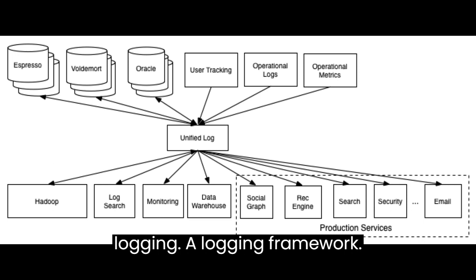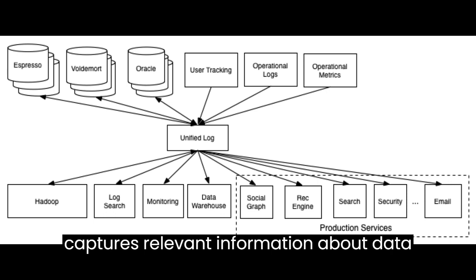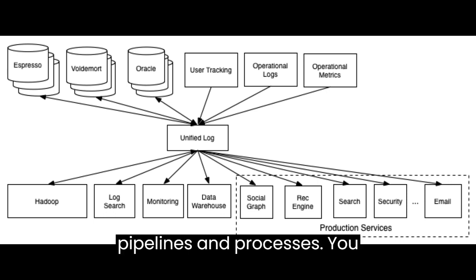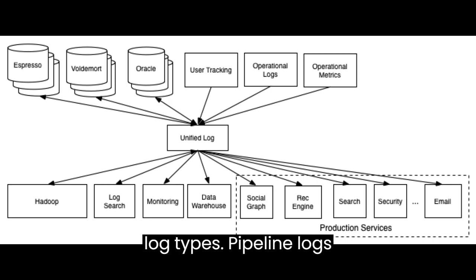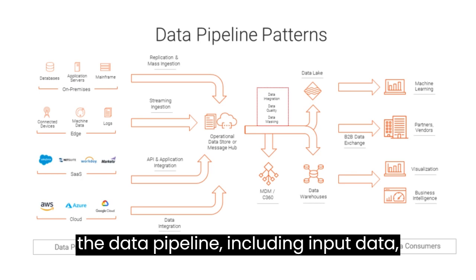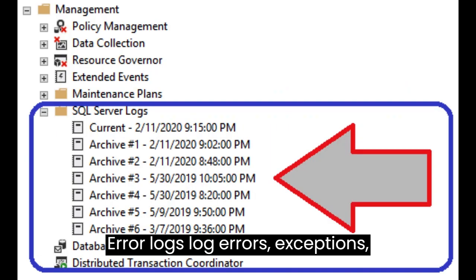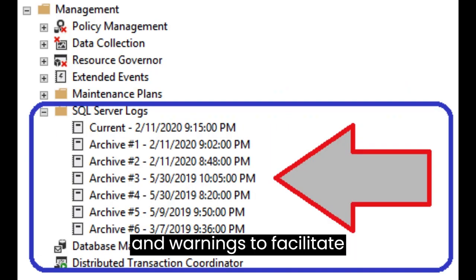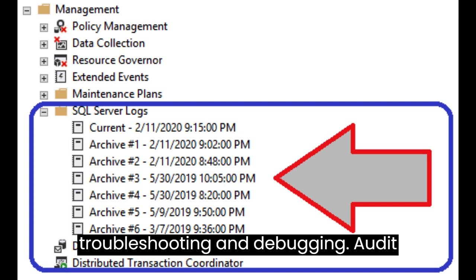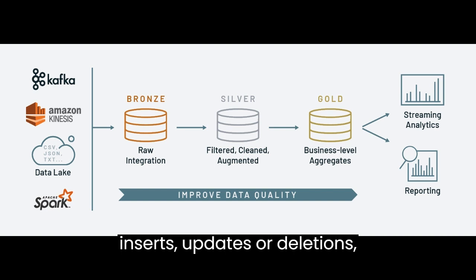Data logging. Logging framework. Implement a robust logging framework that captures relevant information about data pipelines and processes. Use structured logging to make it easier to search and analyze logs. Log types. Pipeline logs capture information about each step in the data pipeline, including input data, transformations, and output data. Error logs log errors, exceptions, and warnings to facilitate troubleshooting and debugging. Audit logs record changes to data, such as inserts, updates, or deletions, to ensure data governance and traceability.